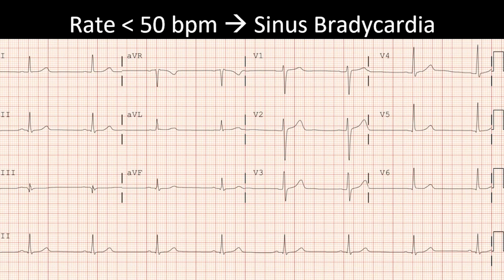This is an example of sinus bradycardia. Here the heart rate is less than 50 beats per minute. There's a P wave preceding every QRS. There's a QRS following every P wave, and the P wave axis is normal, meaning positive in leads 1 and lead 2.